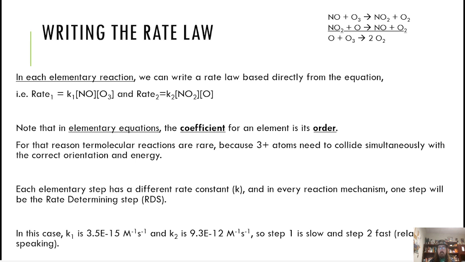But in terms of this reaction above, K1 has a rate constant of 3.5 times 10 to the negative 15th. K2 is 9.3 times 10 to the negative 12th. So, with that in mind, the first reaction is almost like several thousand times slower than the second reaction. So even though they're both very slow, step 2 is fast, relatively speaking. So step 1 would be considered the slow step.